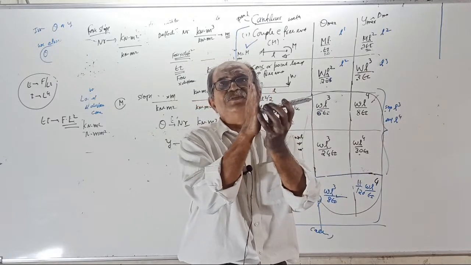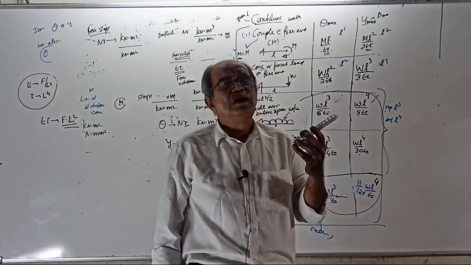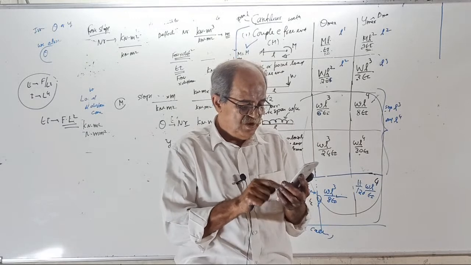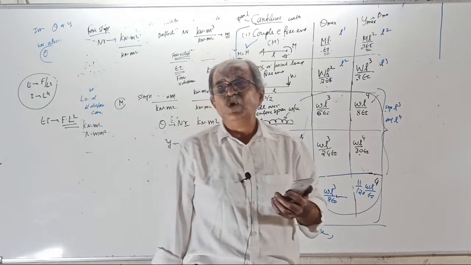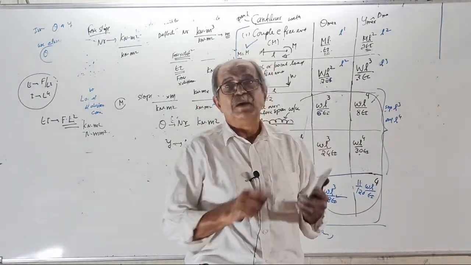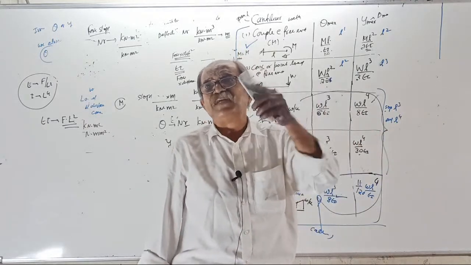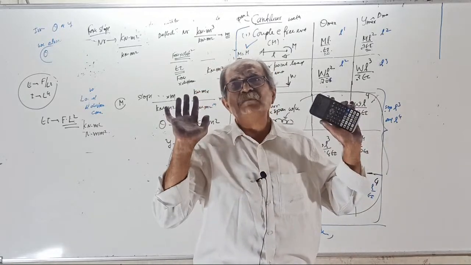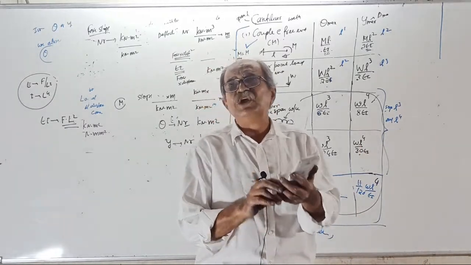You can't do it this way for uniformly varying load. Max regular one. Slope WL cube by 24, deflection WL power 4 by 30. And the special case, if you remember, okay, I can't remember. You can remember that value, or UDL minus regular UVL.